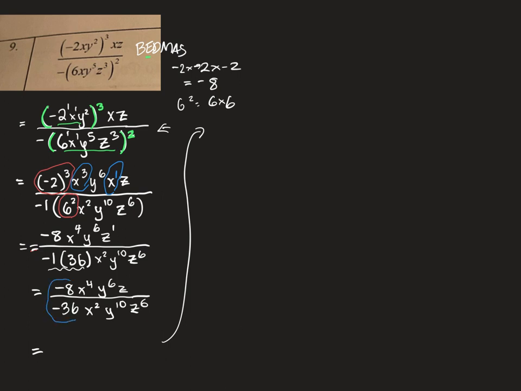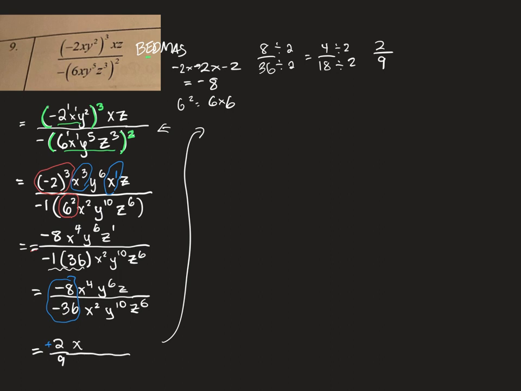So we would divide the numbers. Now, negative divided by negative, we know is going to be a positive. So we know our answer is going to be positive. 8 divided by 36 doesn't obviously divide, but maybe we could reduce it. If we divide each one by 2, we would get 4 over 18, and if we divide by 2 again, we would get 2 over 9. So now we have 2 over 9. We can write it like that, or we can put the x on top like we've been doing.